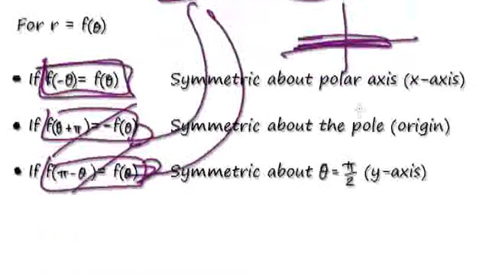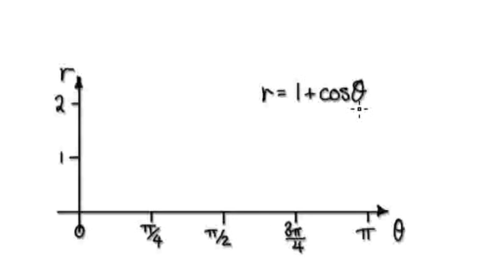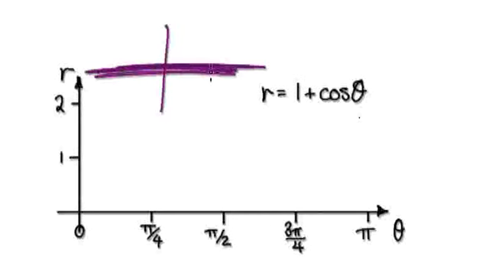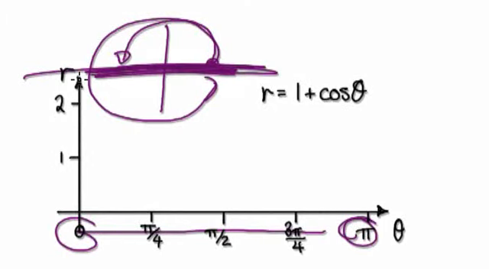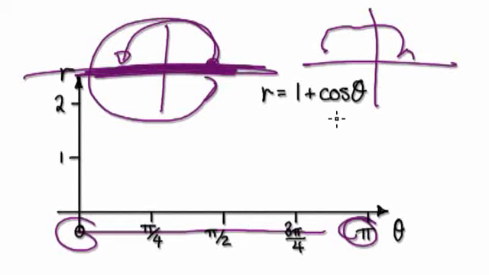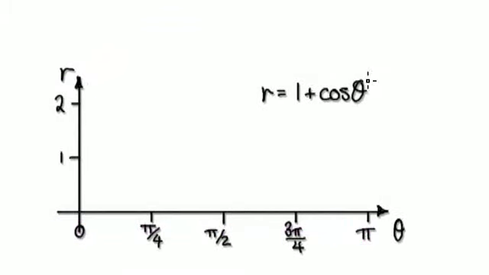So now that we know it's symmetrical along the x-axis, we just need to sketch from 0 all the way to pi. It's pointless going all the way around here because we know it's symmetrical. So we only need to sketch half of the graph, and then later we can flip it.